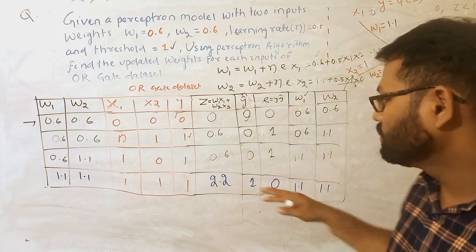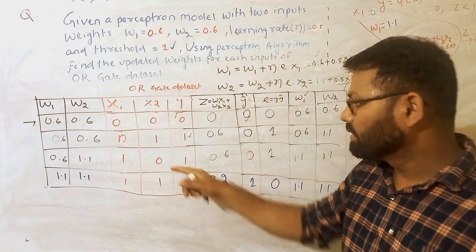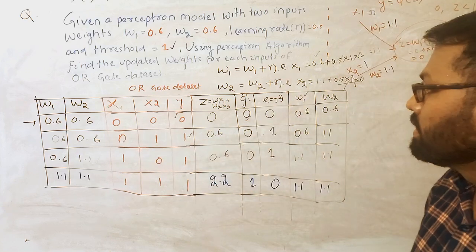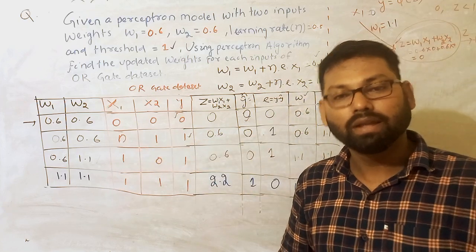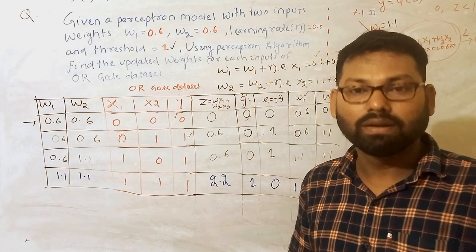You try this, it is your job. Next time you see it is working perfectly. So for this input and with this weight, if you try, the predicted output and the real output are both the same. That means whatever weights we got, that's perfectly working.